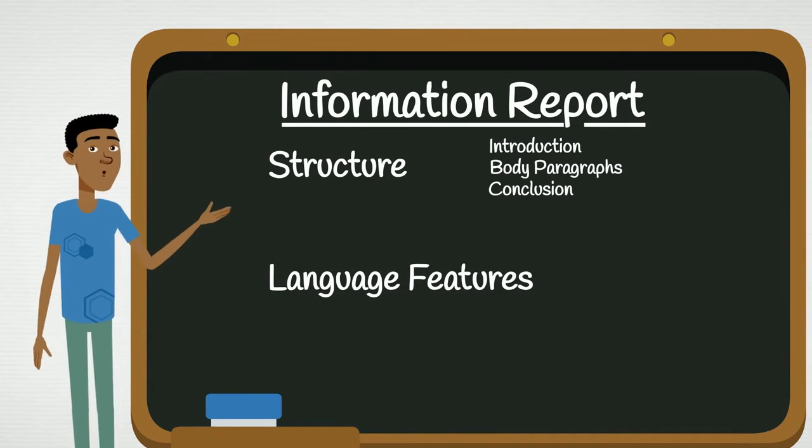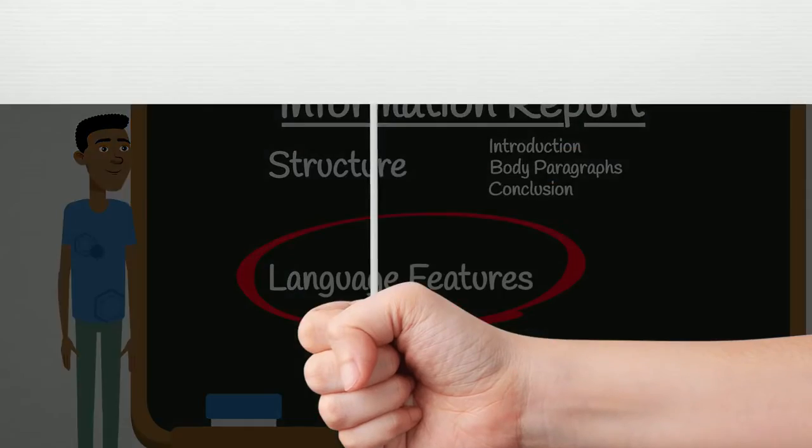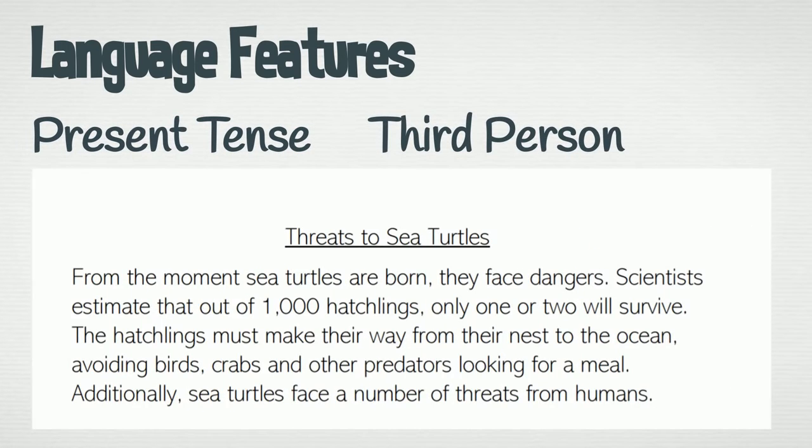Let's now take a look at the language features of an information report. Information reports should be written in present tense and in third person. Let's go back to the introduction we looked at earlier. We can see that present tense has been used here. It's also written in third person.